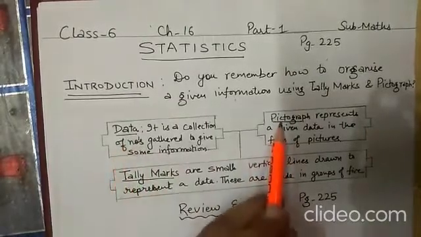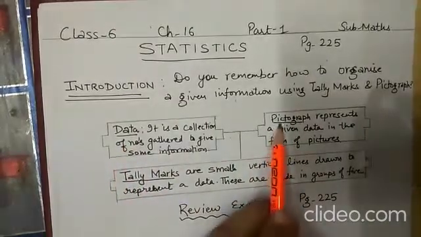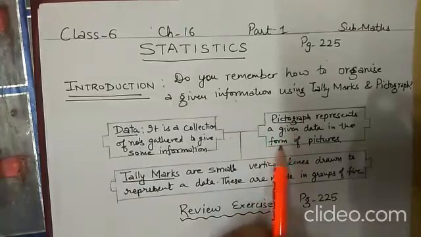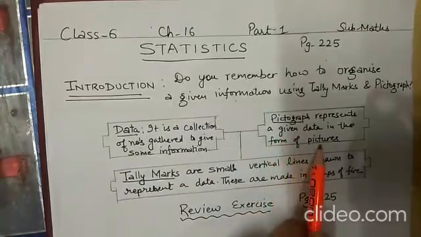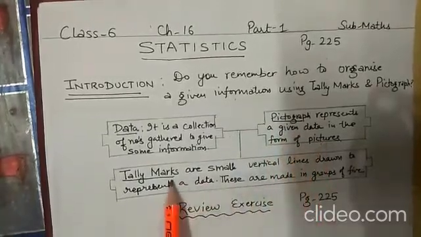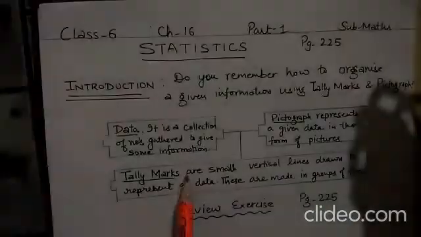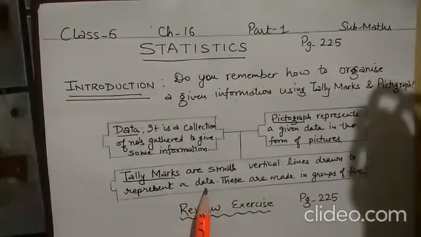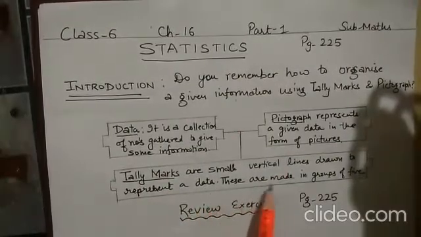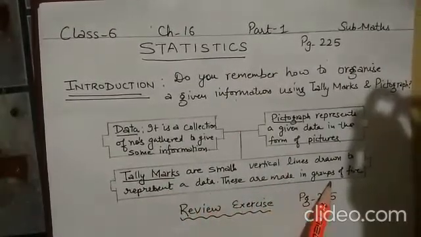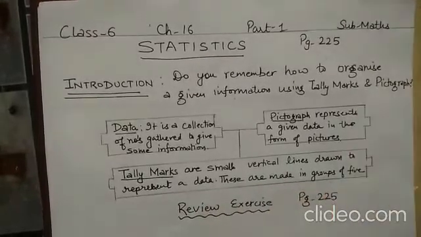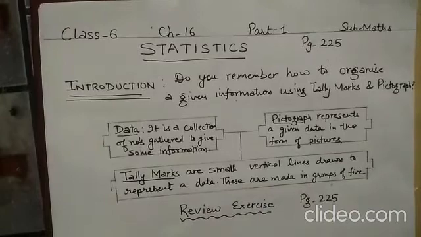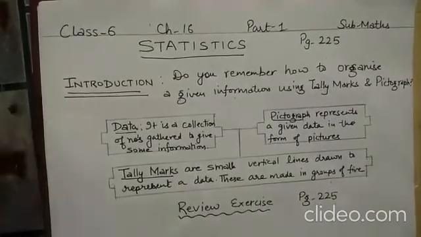And what about pictograph? Pictograph represents the given data in the form of pictures. And tally marks, these are the small vertical lines drawn to represent data, and these are made in the groups of 5. Let us understand the concept more properly with the help of review exercise.